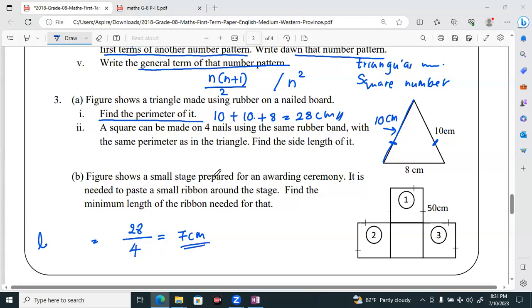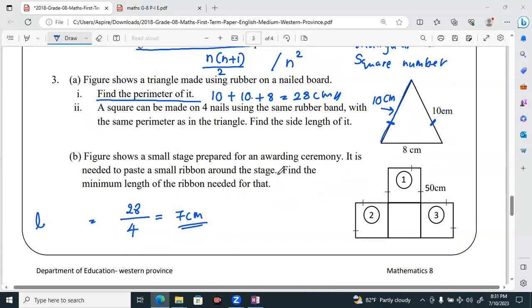Very good. B1. The figure shows a small stage prepared for an awarding ceremony. It is needed to paste a small ribbon around the stage. Find the minimum length of the ribbon needed for that.